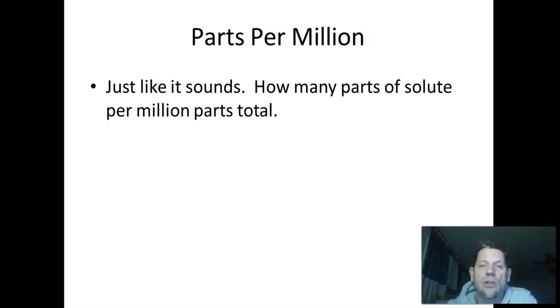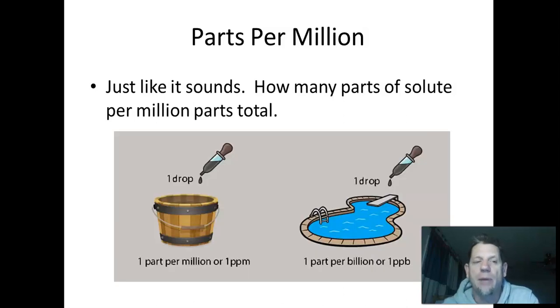So you've got so little stuff that it's like, I don't really care. So the parts per million would be, here's an example. If we had a bucket and we had 1 drop of food coloring, that would be about 1 part per million. And we symbolize that by ppm. If we put that same 1 drop of food coloring into a swimming pool, it'd be more like 1 part per billion.